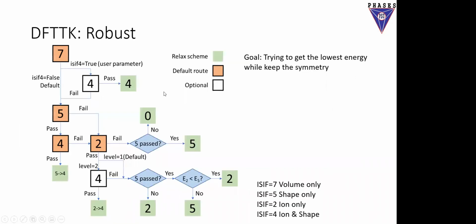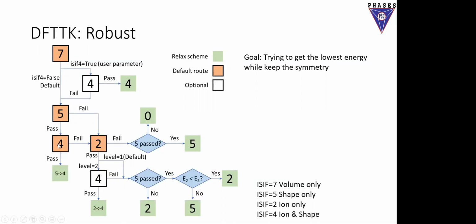And this is why DFTTK is robust, because we have a robust relax scheme. Firstly, we input a structure we want to relax. With ISIF equal to 7, it means optimizing the volume, and then we will run ISIF 5, and if 5 passed, meaning the symmetry check passed, then it will run ISIF 4. ISIF 4 is relaxing the shape, and if 4 passed, we will get the relaxed structure, the 7 to 5 to 4 scheme.